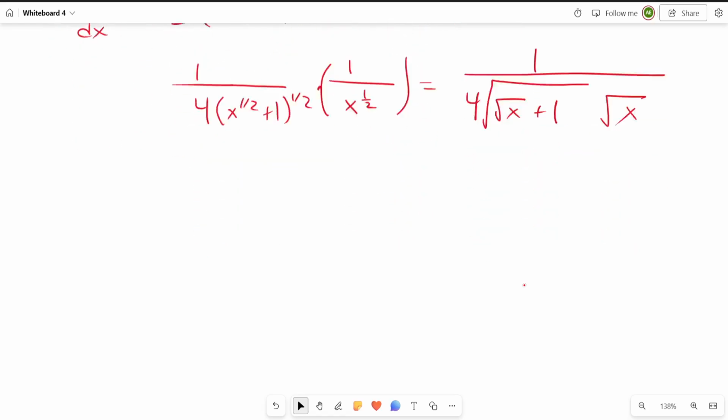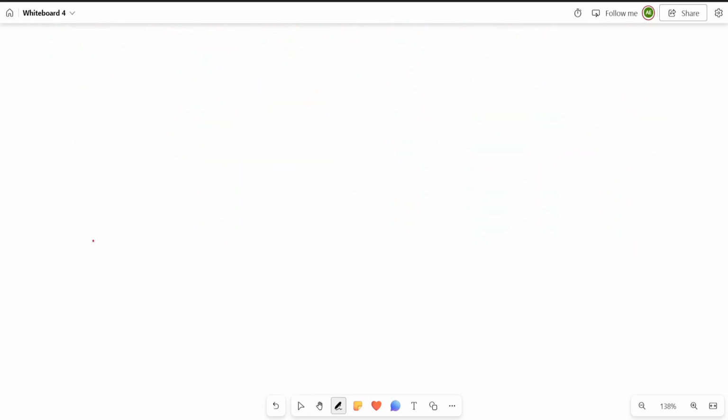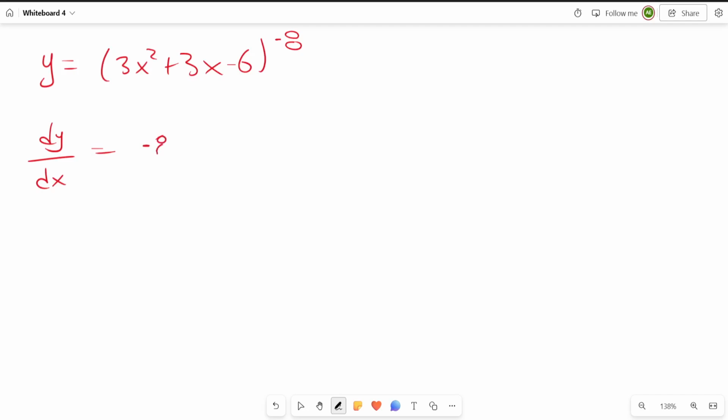Right. Let's take another example, which is y equals 3x squared plus 3x minus 6 all to the power of negative 8. Again, I will use my chain rule. So it's going to be negative 8 times 1, which is basically negative 8 times, and I write the same exact function, not changing anything. I just reduce the power by 1. So negative 8 minus 1 is negative 9.